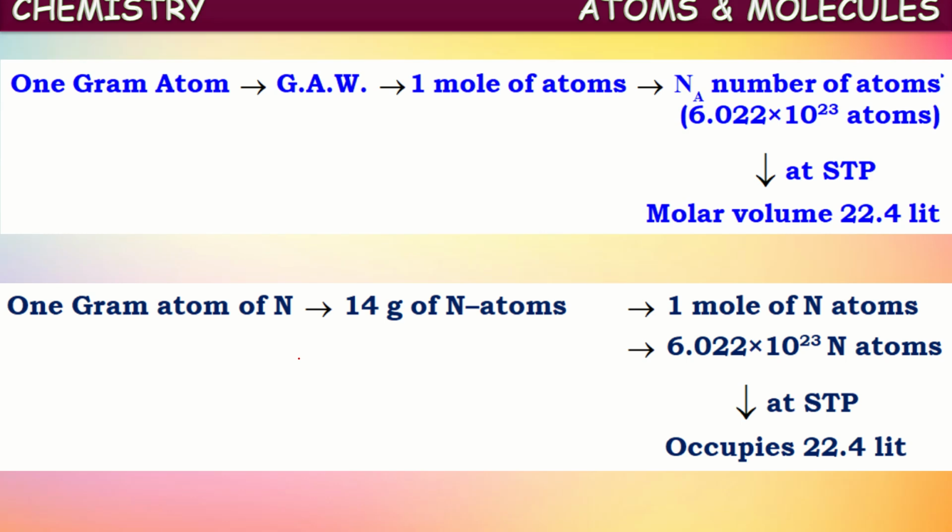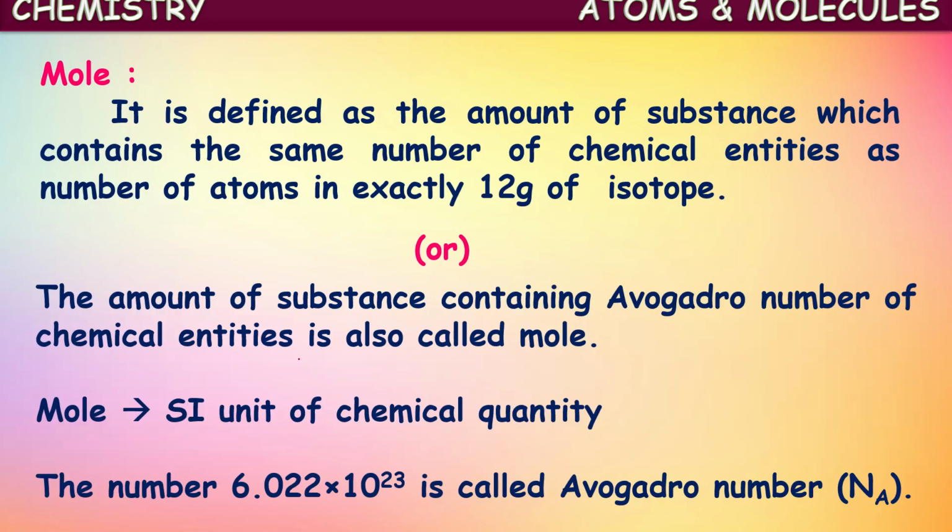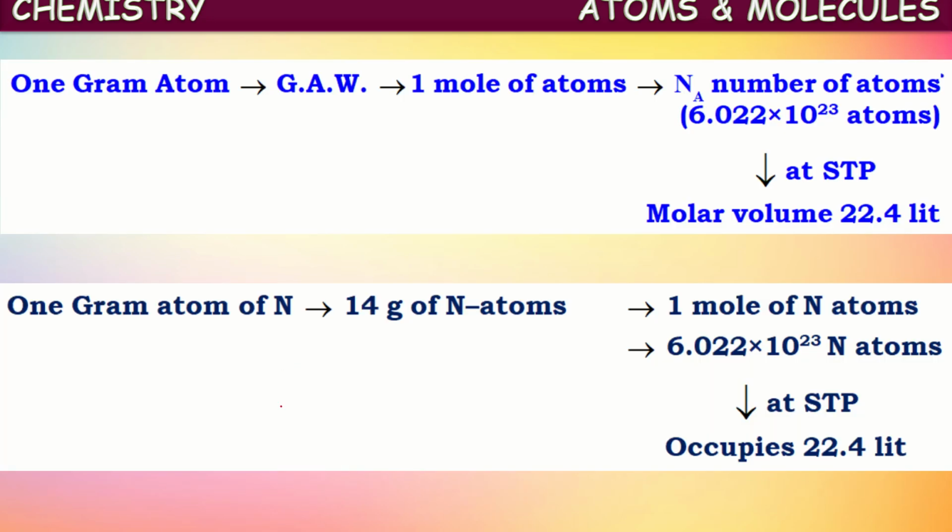Now, here one table is given based on the mole concept. If we see this table, we will get the maximum information about the mole concept. See here, 1 gram atom of an element is called gram atomic weight. Gram atomic weight is expressed in grams. So 1 gram atom of an element is called gram atomic weight.